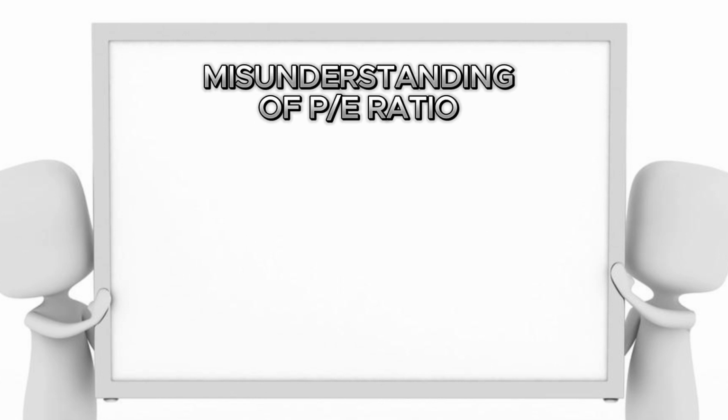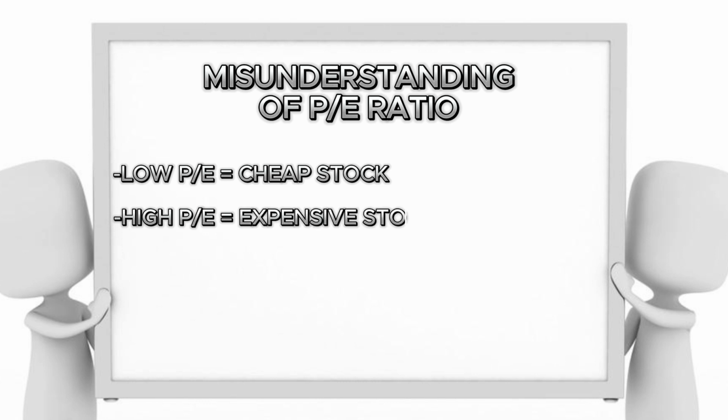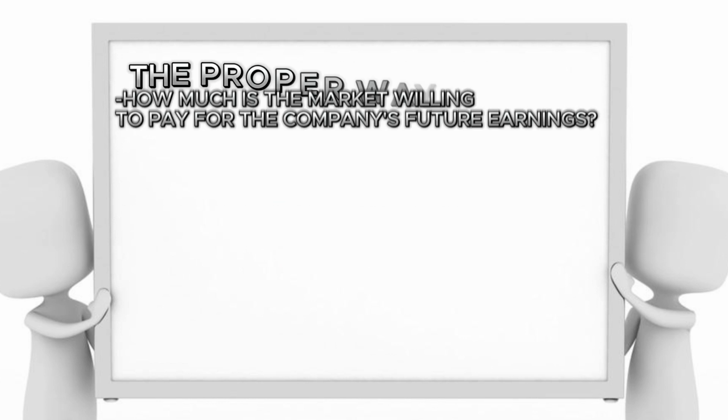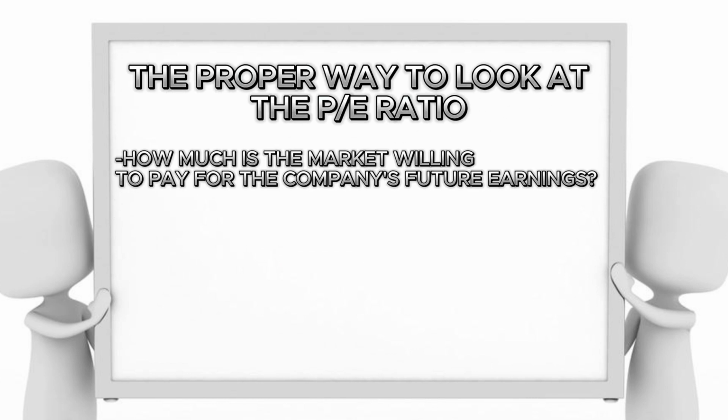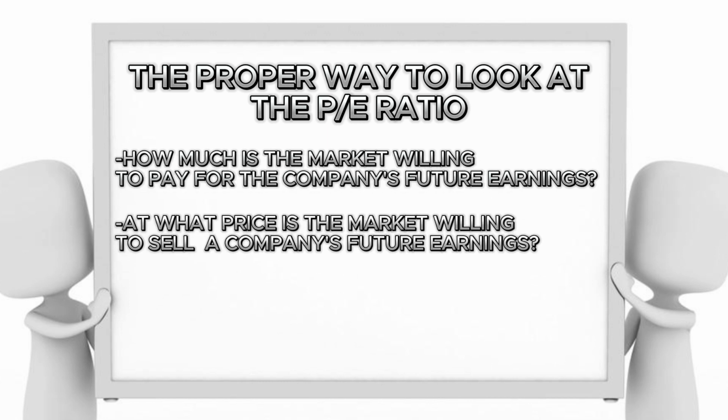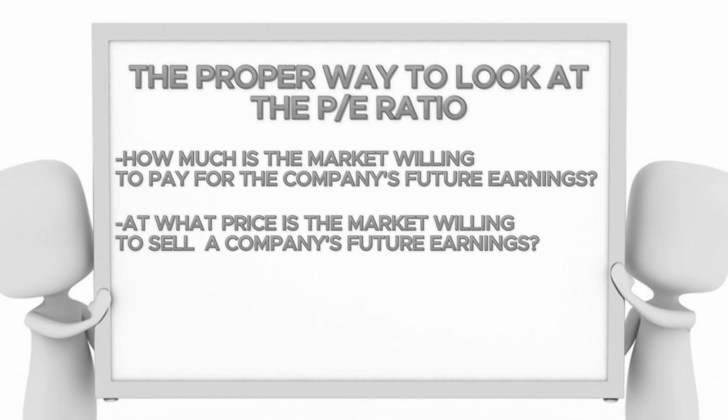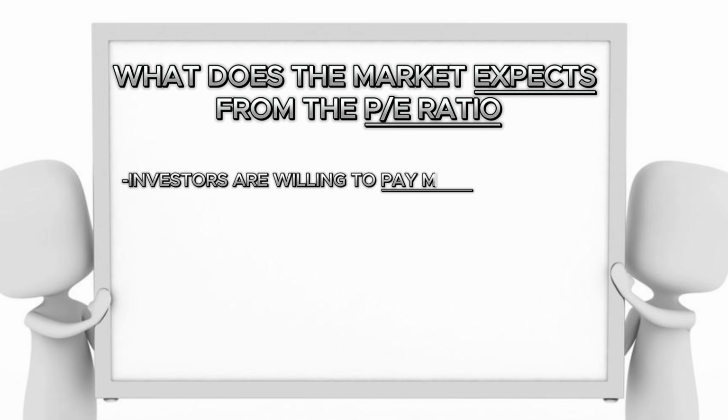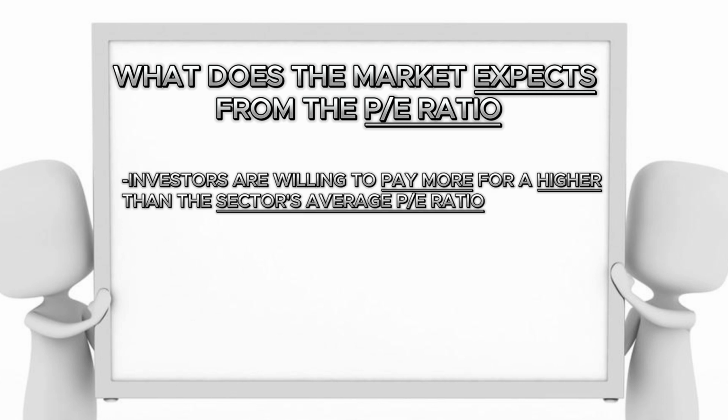However, the PE ratio is one of the most misunderstood metrics in financial markets. Many amateur retail traders might interpret a low PE as cheap and a high PE as expensive. But in the world of finance, terms like cheap and expensive are relative. Most professional traders ask, how much is the market willing to pay for a company's future earnings? Or, at what price is the market willing to sell a company's future earnings? A PE ratio that is higher than the sector average suggests that investors are willing to pay more for the company's earnings, often because the company is growing and the stock price is rising.